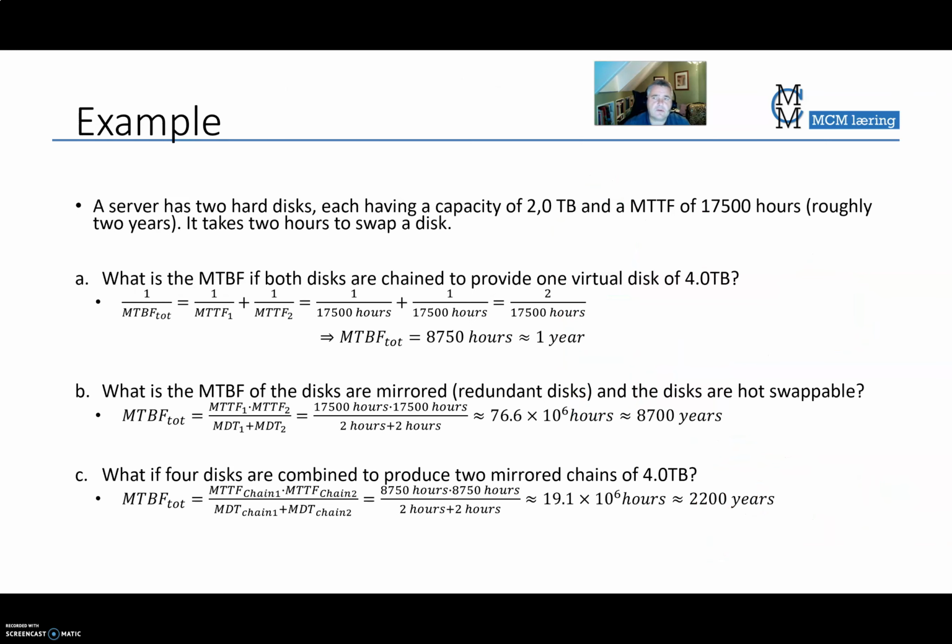The next slide shows an example with a server, which you can study here on the slide, or you can follow in the classroom.